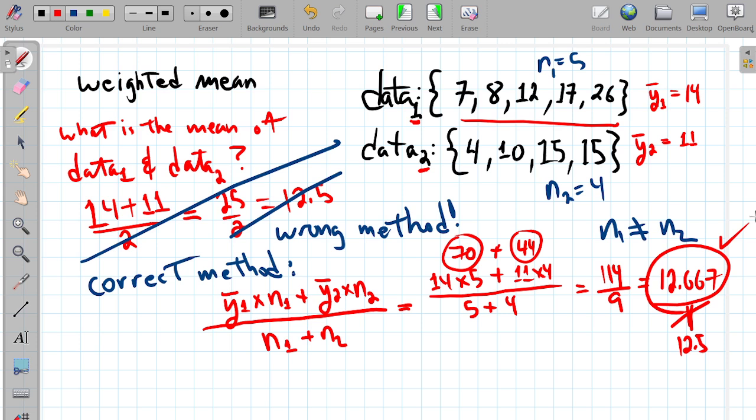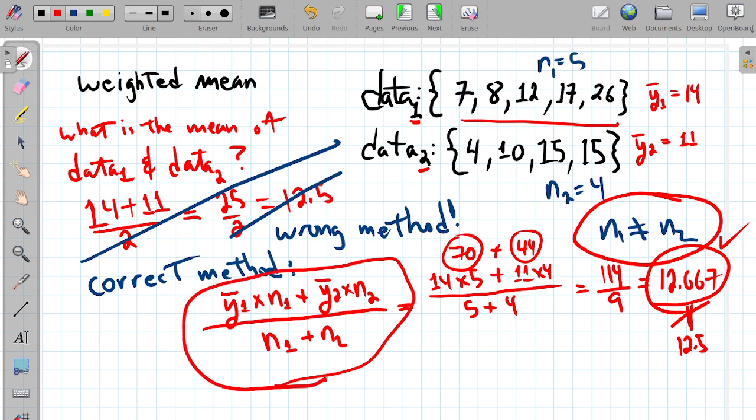It's highly likely that somewhere in this course you're going to have to do that, and it's highly likely that it's going to be on a midterm exam as well. So you don't need to worry about it too much. Just remember that when the sample sizes are not the same, you have to do the weighted mean method. And that's what we have right here. Okay, clear as mud, I can tell. Let's move on.